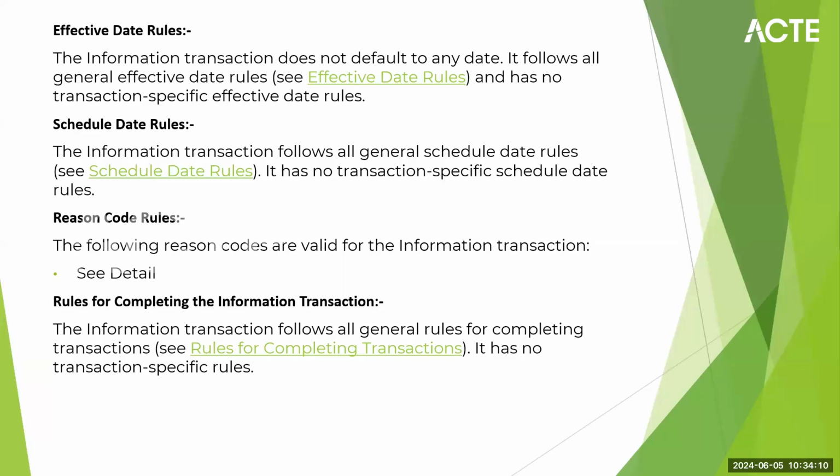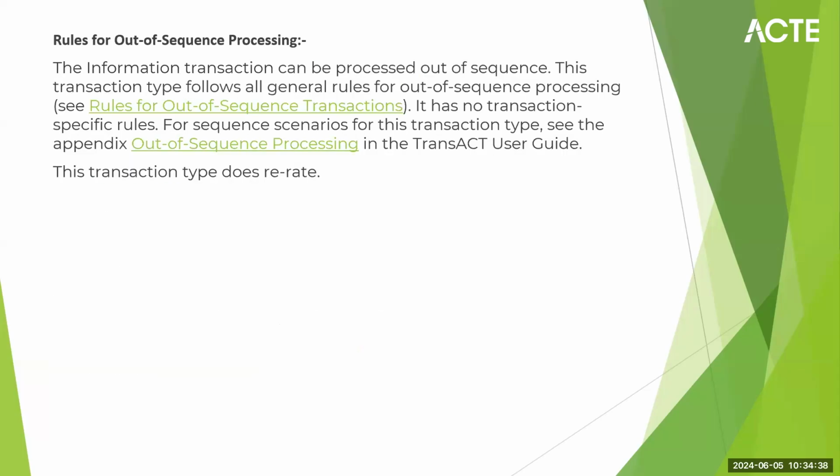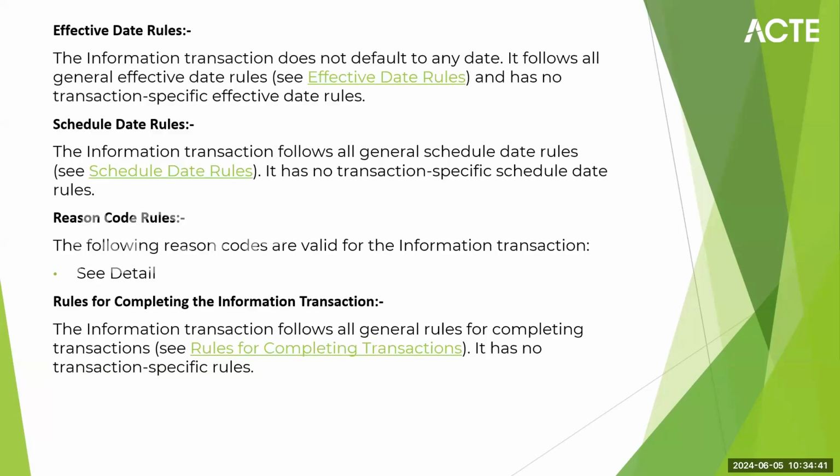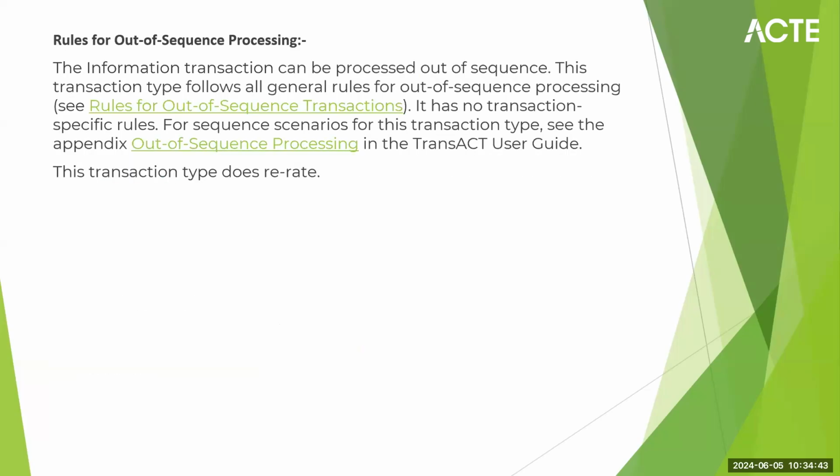Scheduled date rule. The information transaction follows the general scheduled date rule. It has no transaction specific rule. That means the user can give any scheduled date, and the user can modify it. Some of the reason code rules are rules for completing the information transaction. The information transaction follows all general rules for completing the transaction. It has no specific rule. That means no specific rule is there for completing the information transaction.